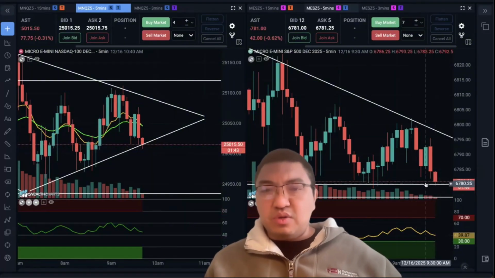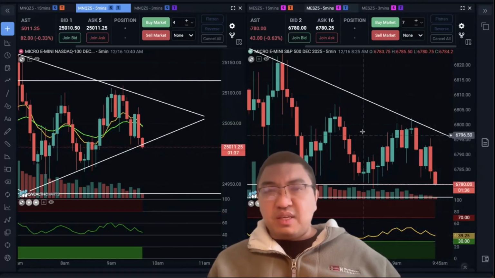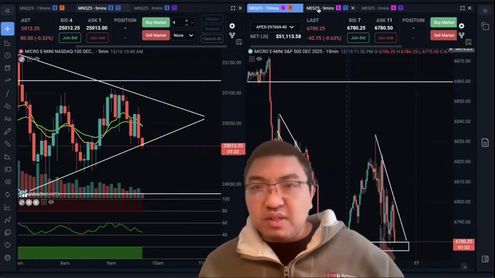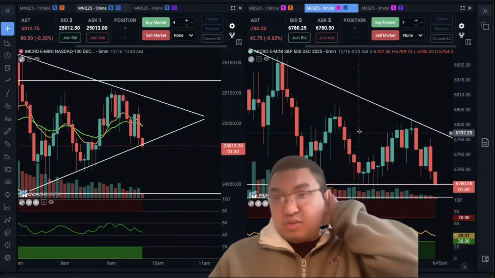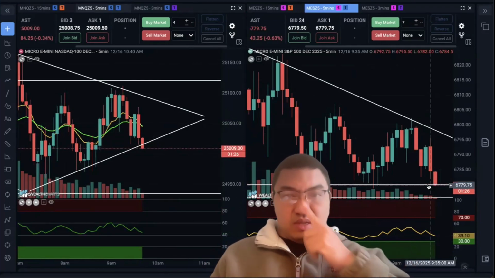So ES is entering into the support region. Some buyers are defending here. Let's see. Yeah, some buyers are defending here, and we'll see over the next 2 minutes how it reacts to this support.